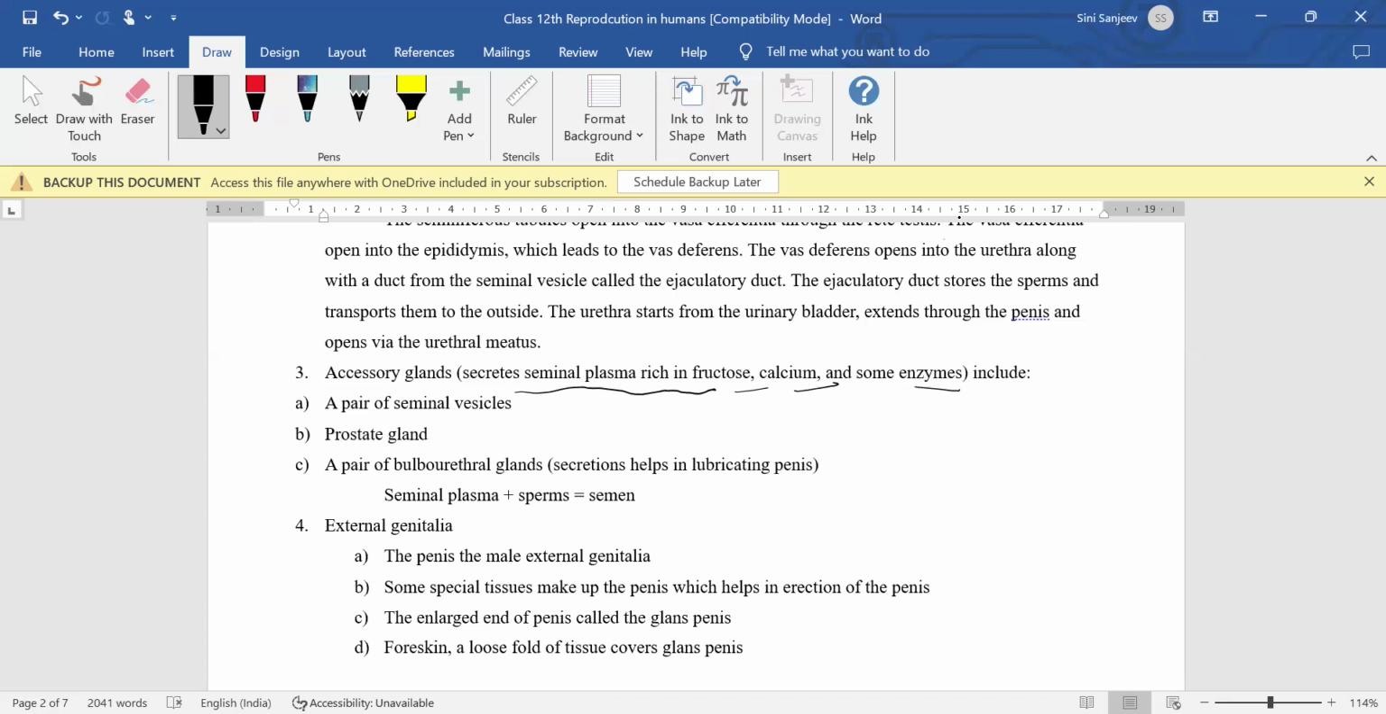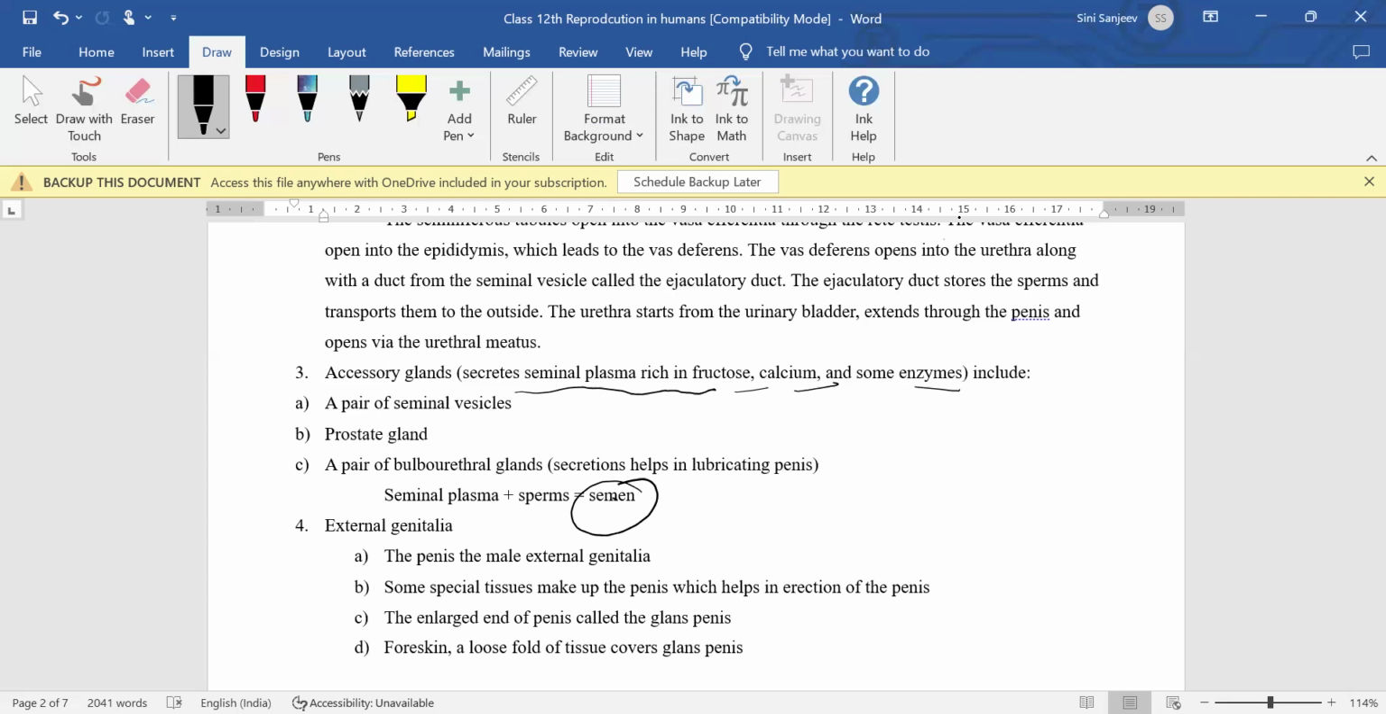Now there is something called semen. Whenever the sperms are released into the female body, they are released along with the seminal plasma, which is a liquid. The seminal plasma plus the sperms are commonly known as semen. Now, just as in the female reproductive system urine is excreted, in the same way the sperms also have to go out.